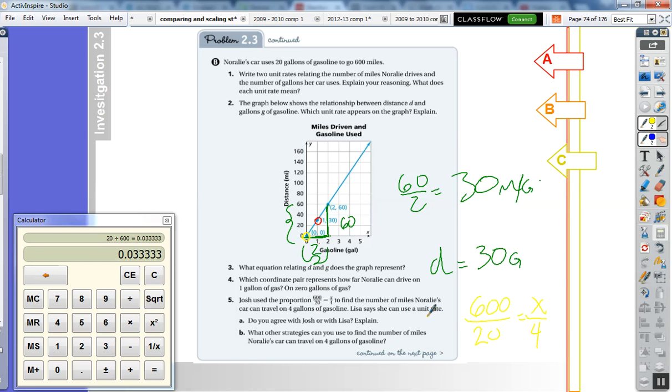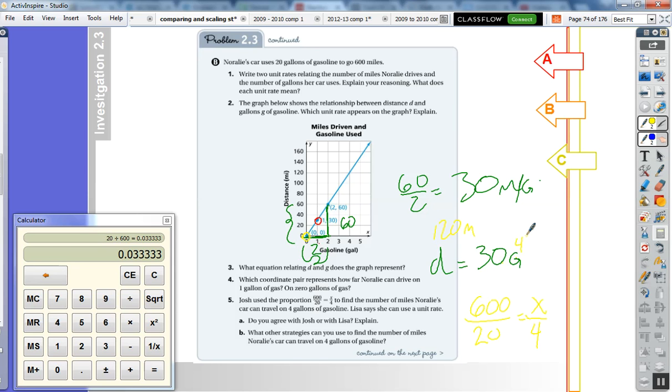Okay, let's read the whole question. Josh used the proportion to find the number of miles Norley's car can travel on 4 gallons of gas. Lisa says, use the unit rate because that is going to be a little more efficient. Do you agree with Josh or with Lisa? Explain. The answer is, I could do both, because I could use this unit rate here. I could say 4 gallons times 30 miles per gallon is going to be equal to 120 miles.